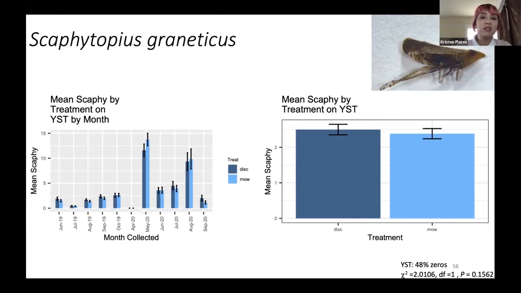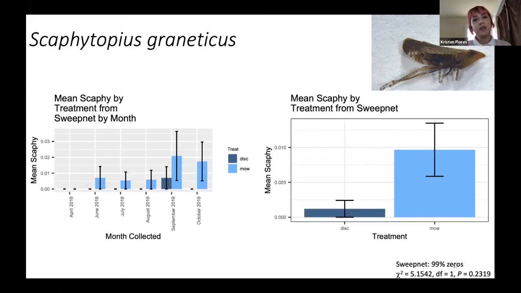The graph on the right-hand side also shows how there's little difference between disc and Moe row treatments for scaphi in the canopy. And this means that scaphi was largely unaffected by ground cover treatments, which makes sense because it is not typically found in the ground cover.